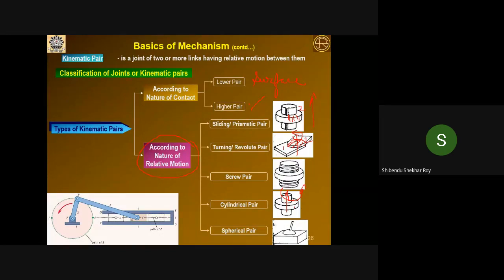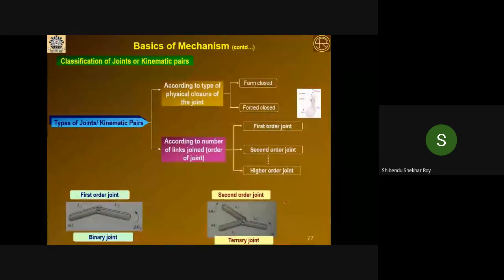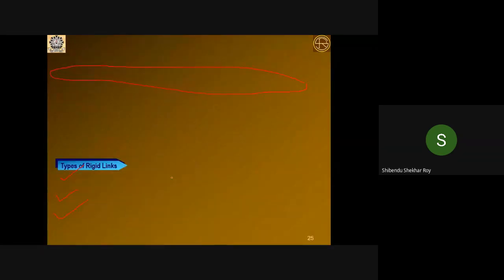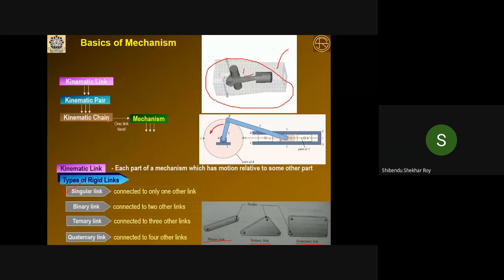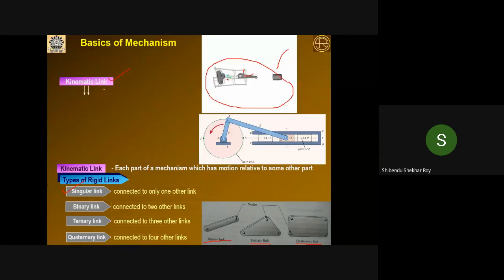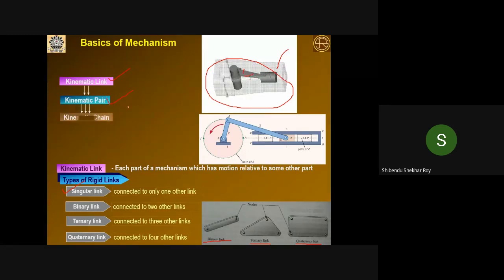Now the next is, there are many other pairs I would like to tell you about, but before that, I would like to show you here. First is the kinematic link. When kinematic links are connected through a joint, it forms a kinematic pair. Now a series of kinematic pairs forms a kinematic chain, and in the kinematic chain, if one link is fixed, then it is called the mechanism.